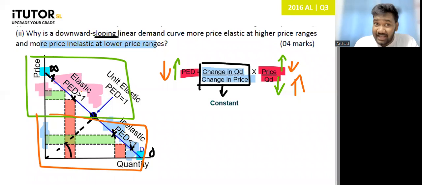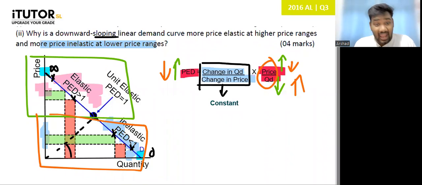So at higher price ranges, how do you answer this question? You need to say PED is calculated like this. In this, the first component, which is the slope of the demand curve, remains constant. Therefore, the value of PED changes because of this component. This component is what you call the price to quantity ratio. Because this changes, only PED changes.